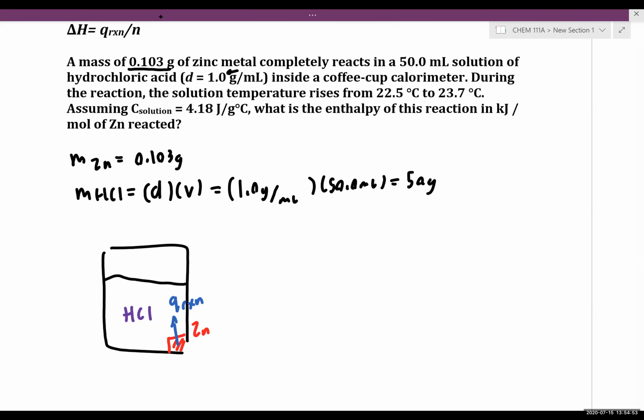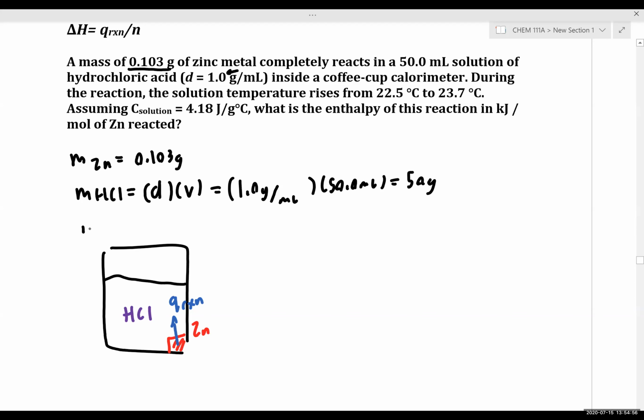So then, my question to all of you is, what is the total mass of solution? What's the total mass of the zinc and hydrochloric acid that we mix together? We take our 50 grams of hydrochloric acid, and what do we add to that? Did we add anything else to our solution? Yep, we have to add the mass of zinc. So we have 50 grams plus 0.103 grams, which gives us 50.103 grams total for our solution.